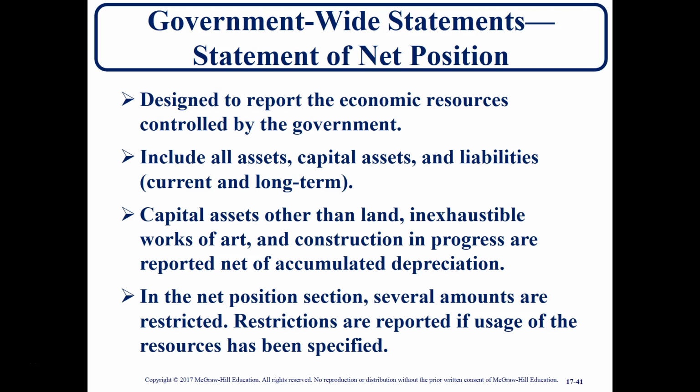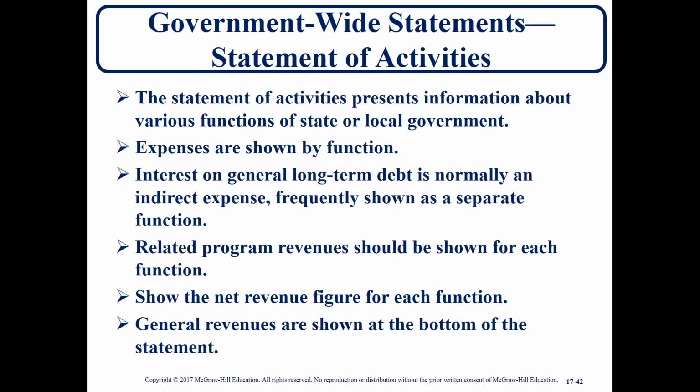So the government-wide statements show a statement of net position. And they include all assets, capital assets, and liabilities, both current and long-term. So again, statement of net position, you may want to think of like the old balance sheet if this was a for-profit entity. Capital assets other than land, inexhaustible works of art, and construction in progress are reported net of accumulated depreciation. In the net position section, several amounts do get restricted. Restrictions are reported if the usage of the resource has been specified. So again, if we're designating something for future expansion, future renovation, that could be a restricted net position.